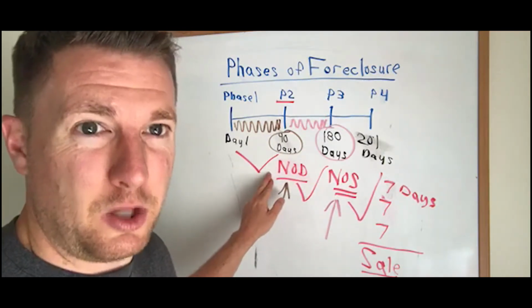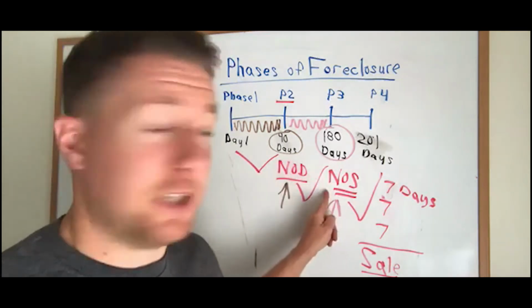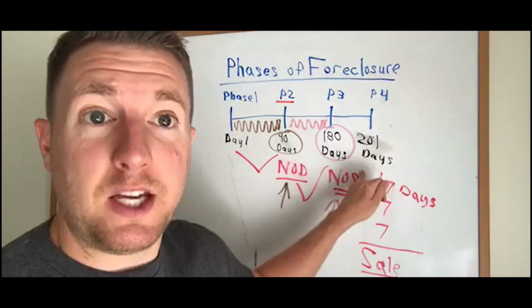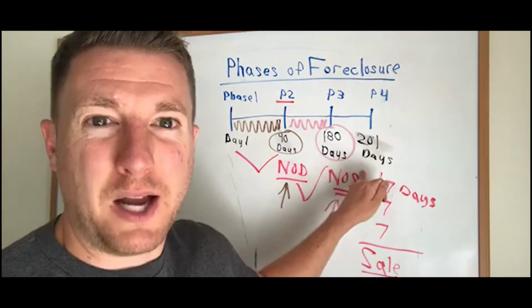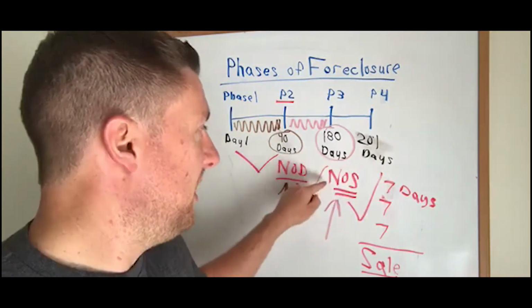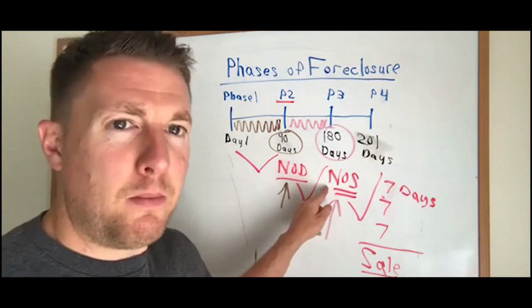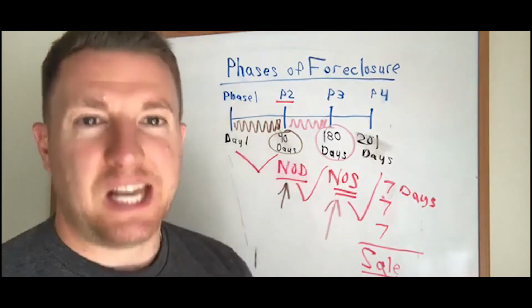Because of that, they're a little bit more motivated because now they got a notice of sale. Hey, guess what? I now have 3 weeks before my house goes up to auction on the auction block, and I'm going to lose my property. So with this notice of sale, they're a little bit more motivated. Maybe reality has set in.